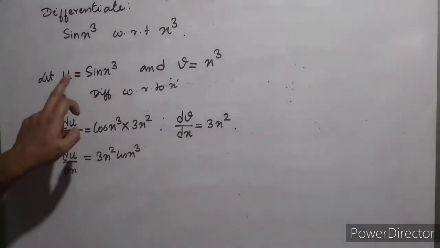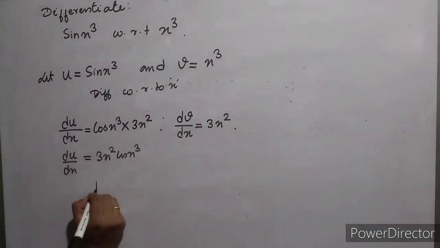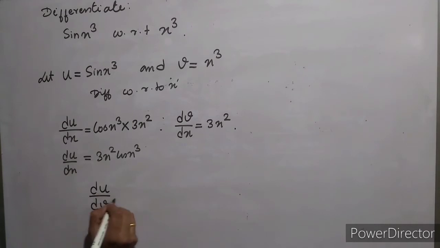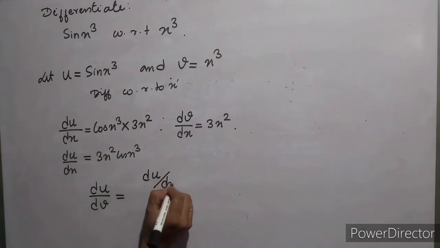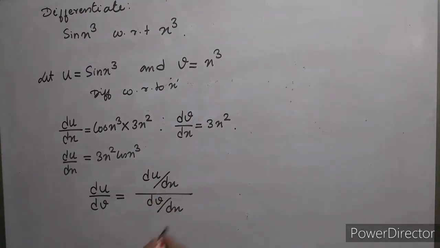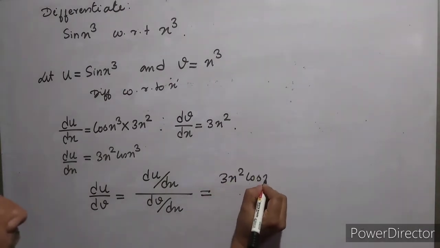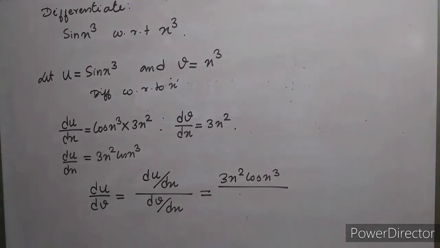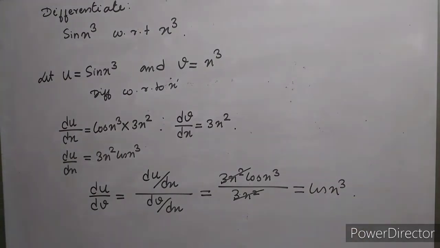Now what you have to calculate, if it is u and this is v, means u with respect to v, means you have to calculate du over dv. It's like a parametric equation. To calculate du over dv, you just write du by dx divided by dv upon dx, so that dx gets cancelled. Actually you will get du upon dv. Now what is the value of du upon dx? It is 3x square cos x cubed over, what is the value of dv over dx? It is 3x square. These two quantities get cancelled. Now the answer is cos x cubed.